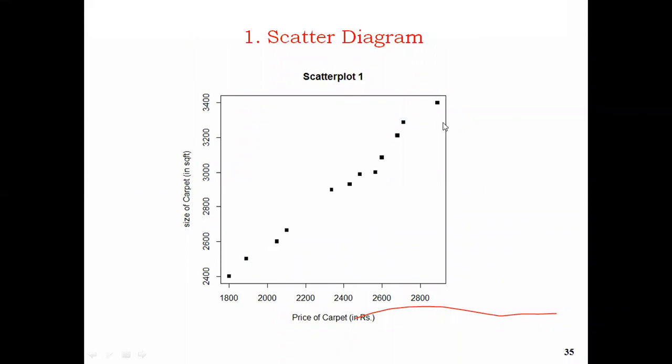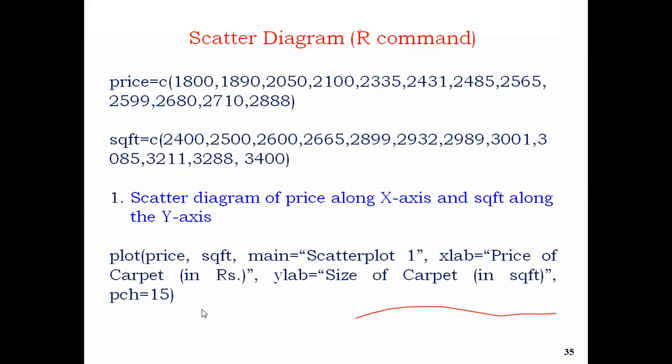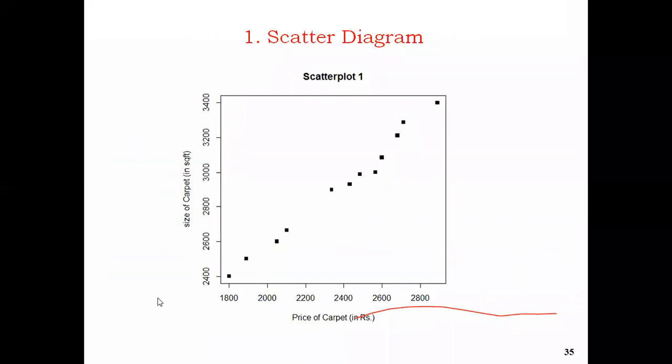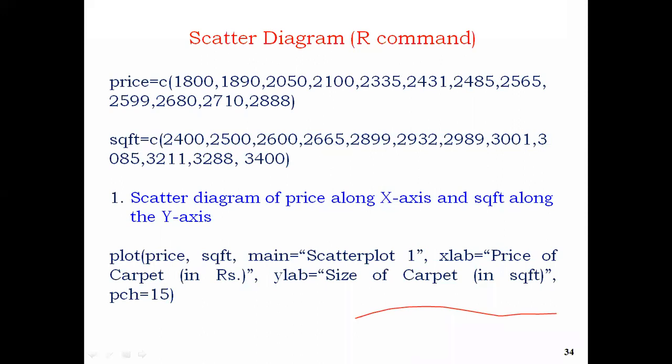This is pch equal to, that means plot character, I have considered here 15. So this looks like a square box, a filled square box. A solid square box we can say. Now this is your scatter plot one. So I think this is understood.